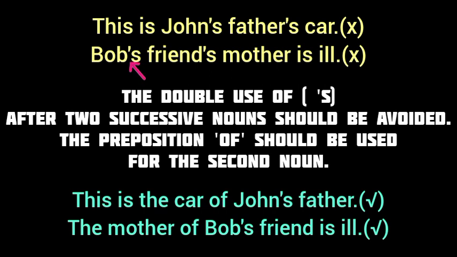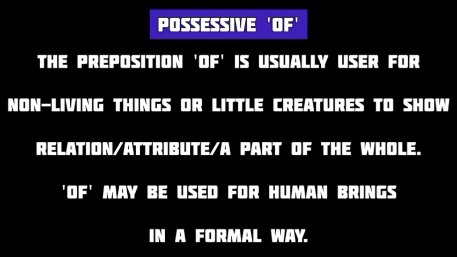Similarly, Bob's friend's mother is ill is an example of double genitives. So we should say, the mother of Bob's friend is ill. Now see how the preposition of is used. The preposition of is generally used for inanimate or non-living things. Of denotes a relation or an attribute or characteristic or a part of the whole.